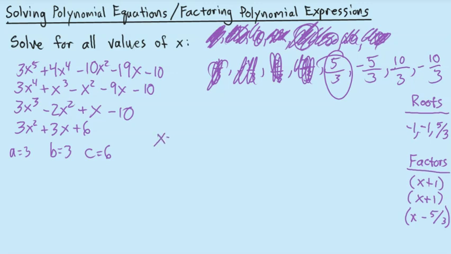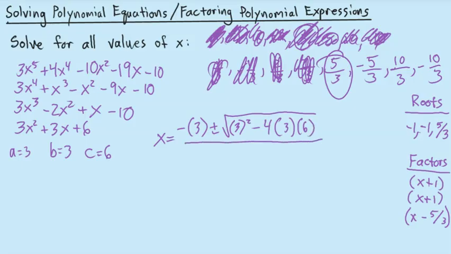And now we're going to do x is equal to negative b, which is negative 3, plus or minus the square root of b squared, that's 3 squared, minus 4 times a, which is 3, times c, which is 6, all over 2a, which is 2 times 3. And so what we have here is x is equal to negative 3 plus or minus the square root of, well, 3 squared is 9, minus 4 times 3 is 12, and 12 times 6 is 72, all over 2 times 3 is 6. Now look at this, 9 minus 72.